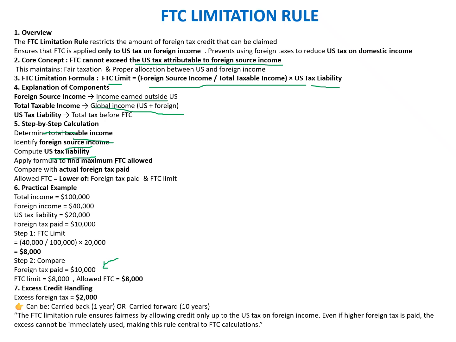The excess, which is 2,000, can be carried back for 1 year or carried forward for the next 10 years. This FTC limitation rule ensures fairness by allowing the credit only against US tax on foreign income, even if a higher foreign tax is paid. The excess cannot be used immediately, and the carry back and carry forward rule is applied. What is this carry back and carry forward rule? We'll discuss it in the upcoming slides. So let's move to the next slide.